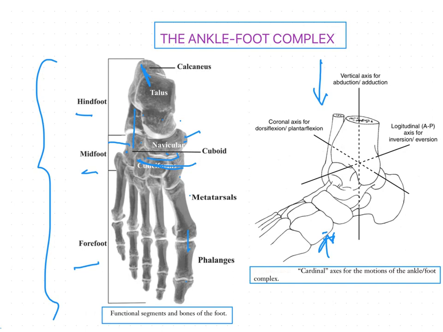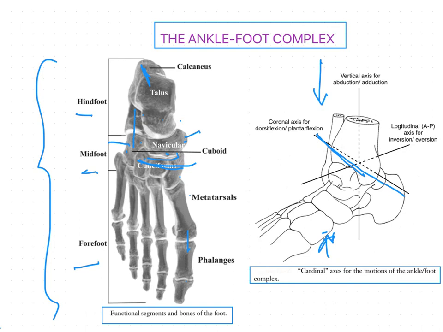First, the main three motions of the ankle and foot complex that approximate the cardinal planes and axes are, one, dorsiflexion and plantar flexion. Dorsiflexion and plantar flexion take place around the coronal axis. In the coronal axis, this dorsiflexion and plantar flexion takes place. That means in the sagittal plane, this dorsiflexion and plantar flexion takes place.